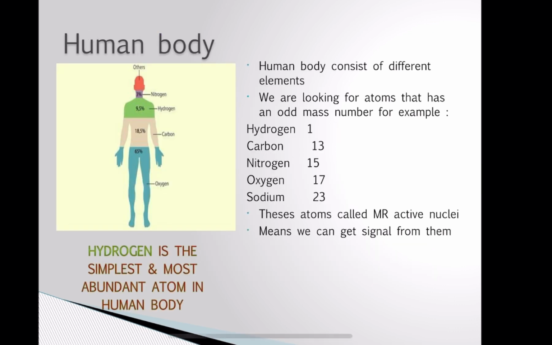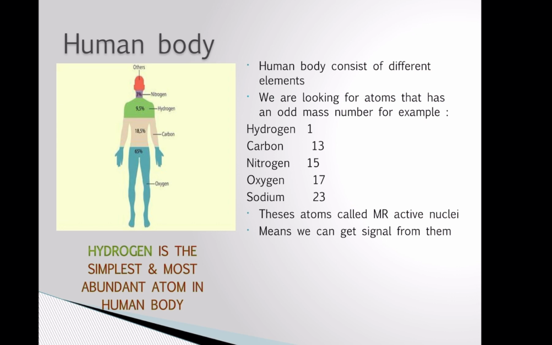A human body consists of different elements. We are looking for atoms that have an odd mass number. For example, hydrogen has mass number 1, carbon 13, nitrogen 15, oxygen 17, sodium 23. These atoms are called MR active nuclei, meaning we can get signal from them.